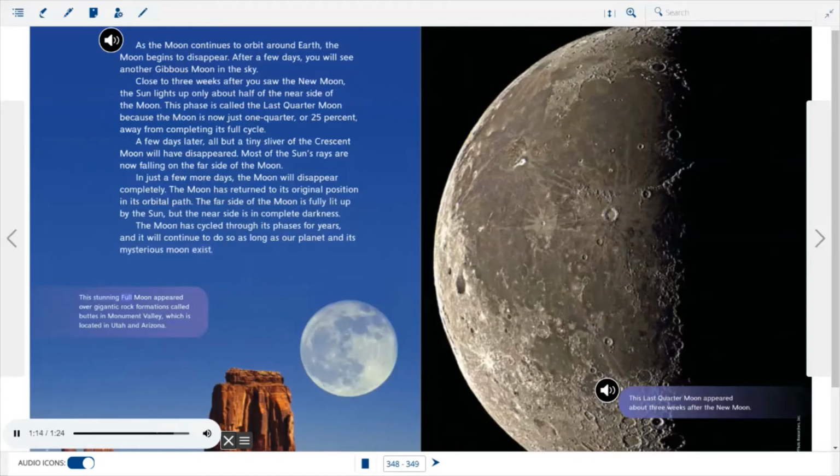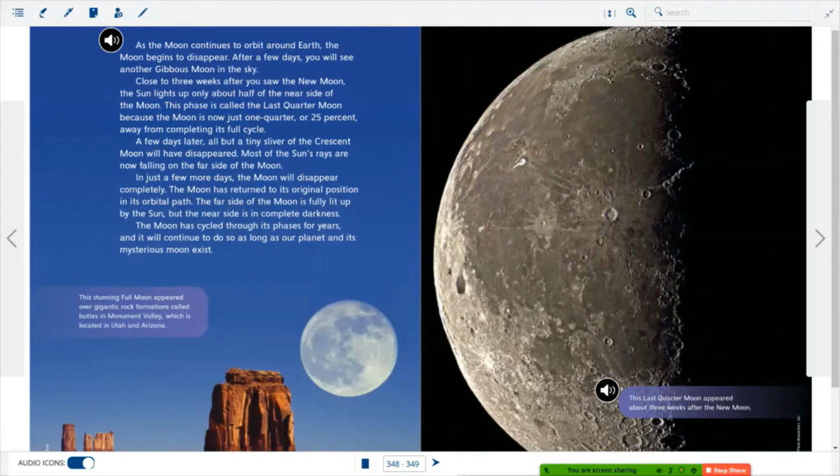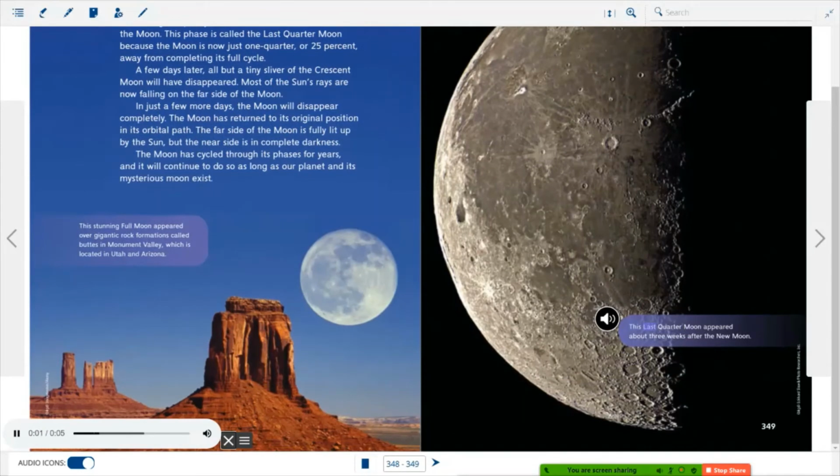This stunning full moon appeared over gigantic rock formations called buttes in Monument Valley, which is located in Utah and Arizona. This last quarter moon appeared about 3 weeks after the new moon.